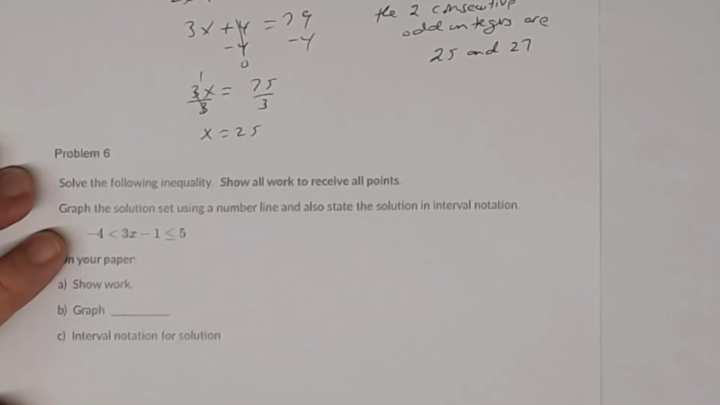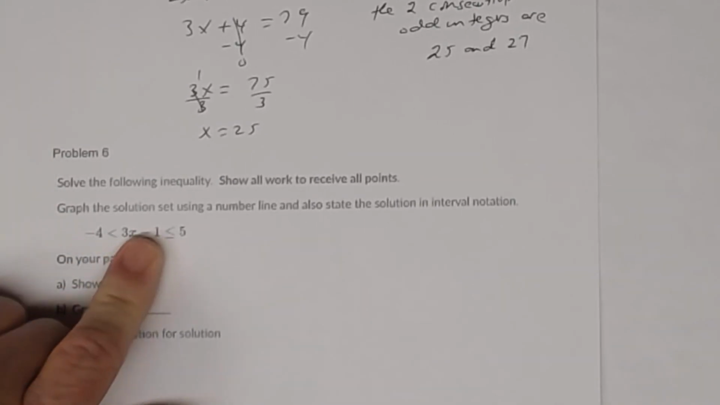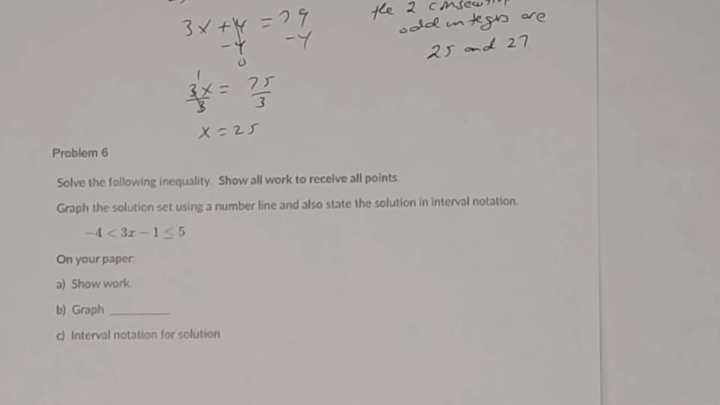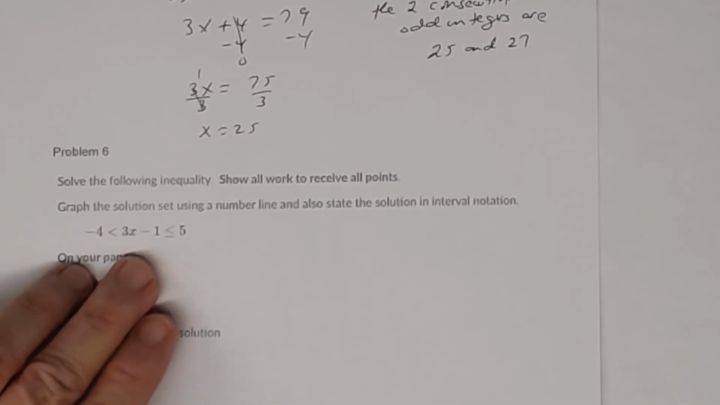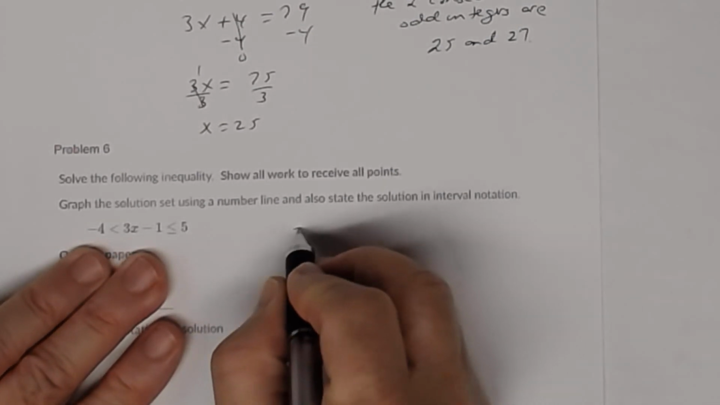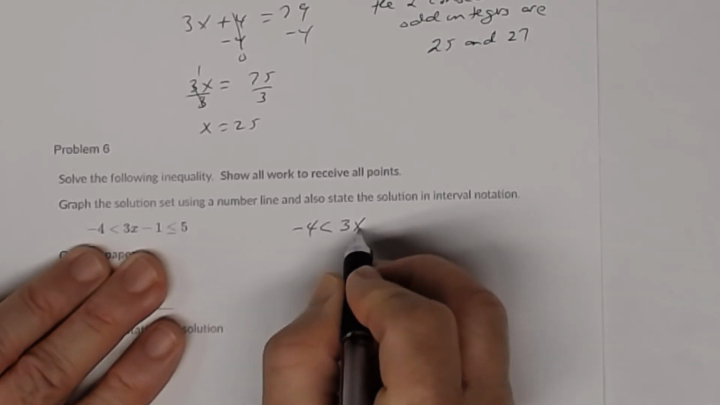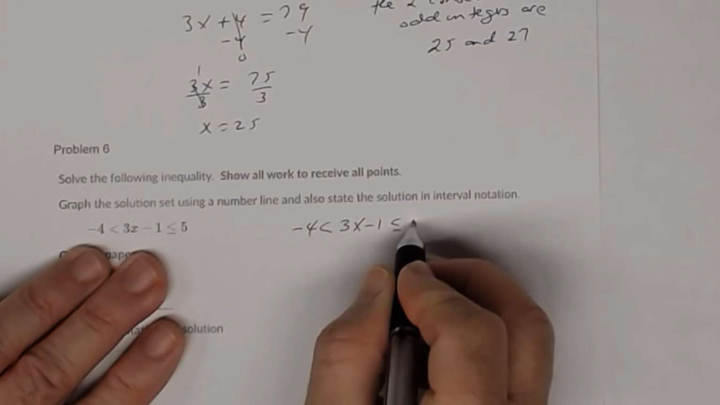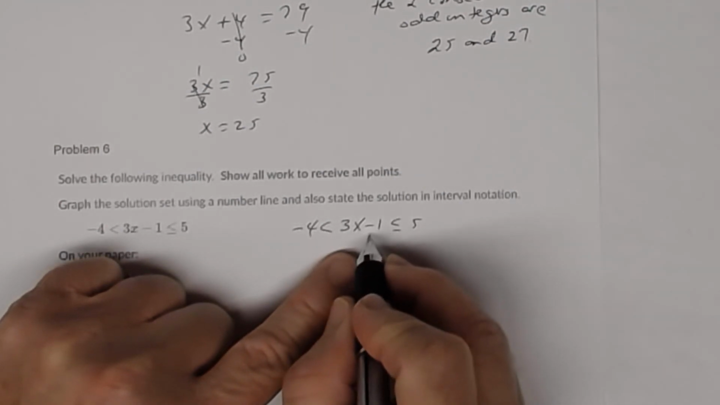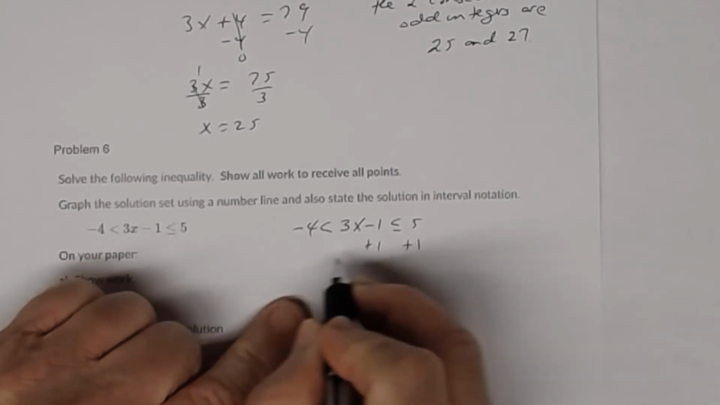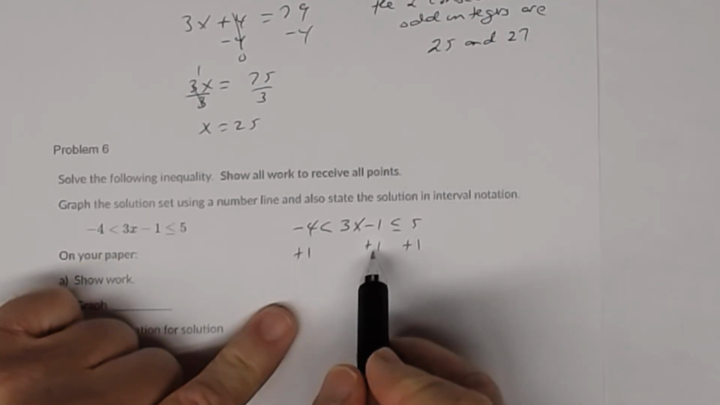Okay, number 6. So number 6, you have this compound inequality, and you want to graph the solution set, and you also want to write the solution set in interval notation. So this is a pretty easy one to deal with. So let's go ahead and rewrite this over. And so to solve this, you're basically going to get the variable term in the middle. So I'm going to add 1 to all parts. Okay, I'm going to add 1 to all parts.